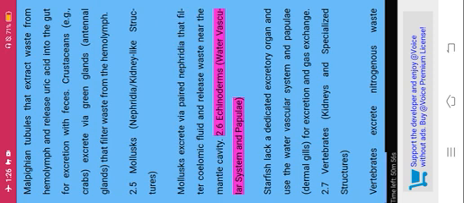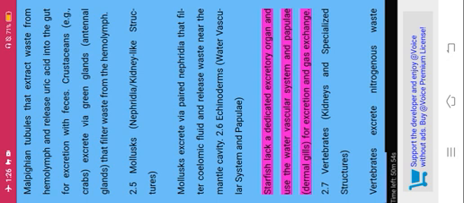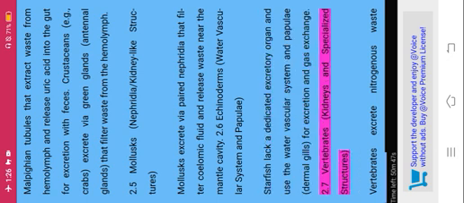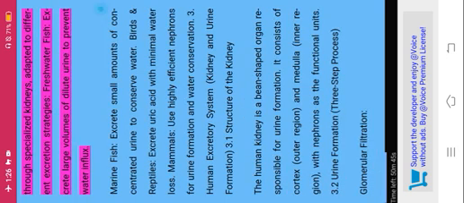2.6 Echinoderms. Water vascular system and papulae. Starfish lack a dedicated excretory organ and use the water vascular system and papular dermal gills for excretion and gas exchange. 2.7 Vertebrates. Kidneys and specialized structures.